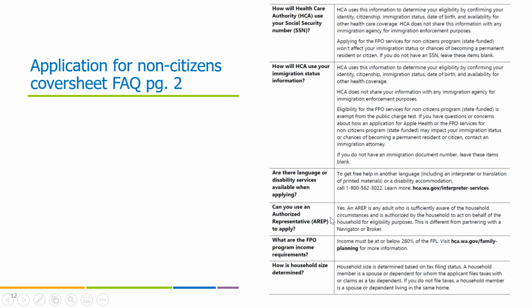I'll also review the AREP. As Melissa mentioned, it's on the last page of the application. Can you use an authorized representative (AREP) to apply? Yes, an AREP is any adult who is sufficiently aware of the household circumstances and is authorized by the household to act on behalf of the household for eligibility purposes. This is different from partnering with a navigator or broker.